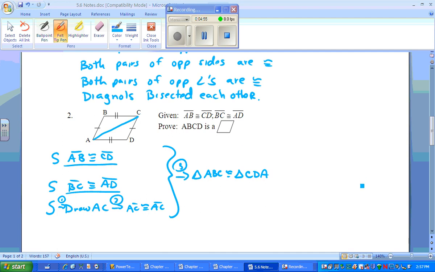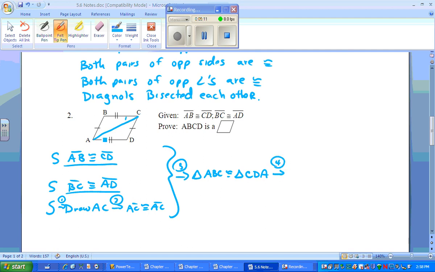Our goal is to get that it's a parallelogram. Well, if you think about parallelogram, both pairs of opposite sides have to be parallel. So we got to get this idea of parallel. Parallel comes from where? Comes from angles. Angles come from where? CPCTC is created. So we have CPCTC next.